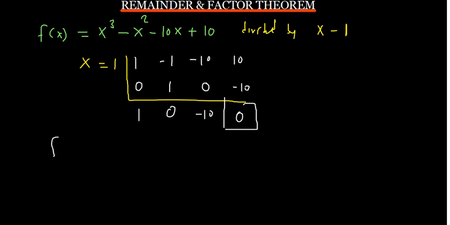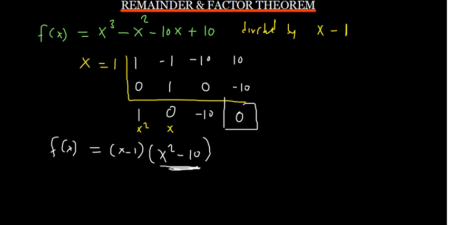Meaning that if I want to factorize f of x, remember the first factor was x minus 1. And then from what we have done here, we know that this is the coefficient of x squared, this is the coefficient of x, and then this is a constant. This tells us that the other factor is x squared, and I can't say plus 0x, meaning that this one is not there. So it's just x squared minus 10. This is the other factor. And we know we can't factorize this one. So when we reach this point, we have already factorized completely. We can't go beyond this step. So this is basically the remainder and factor theorem.